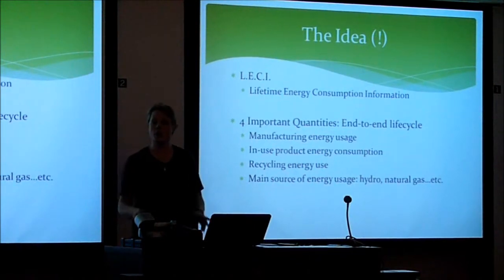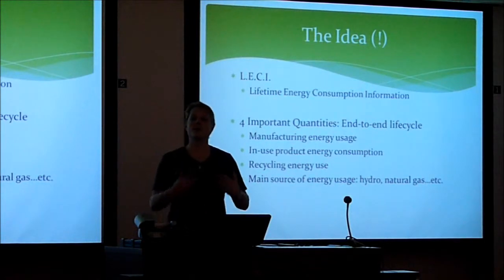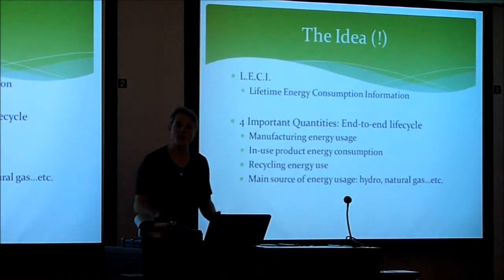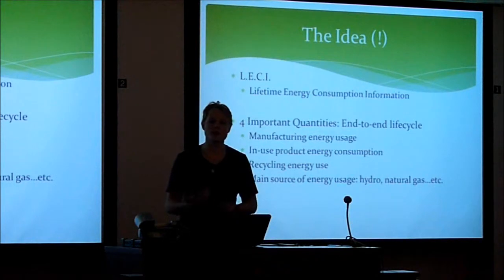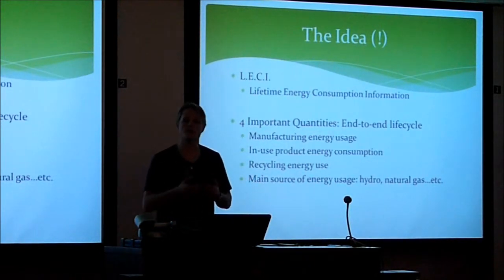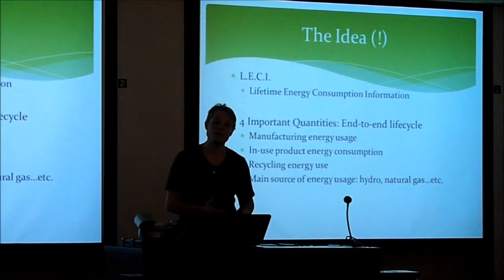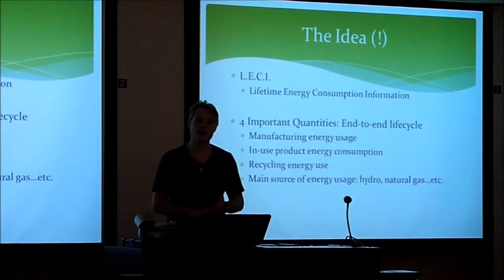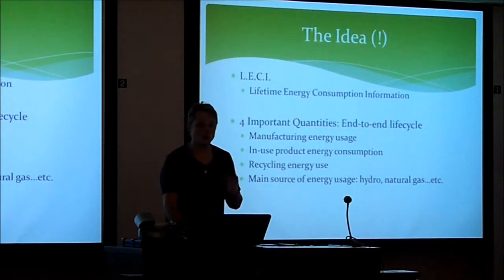What it would be is a quick reference, nice and simple, on any mass-produced product that would give the consumer an idea of the end-to-end life cycle energy usage of the product, from the manufacturing to the final recycling, if possible. It would have 4 quantities: the raw energy usage during manufacturing, the in-product energy usage during the lifetime of the product, and finally the recycling energy usage. As well, we would include the primary energy source during manufacturing, so let's say hydro, natural gas, coal, anything like that.